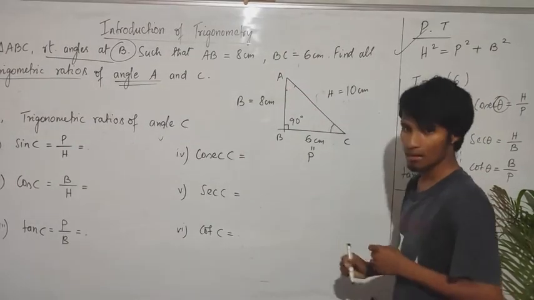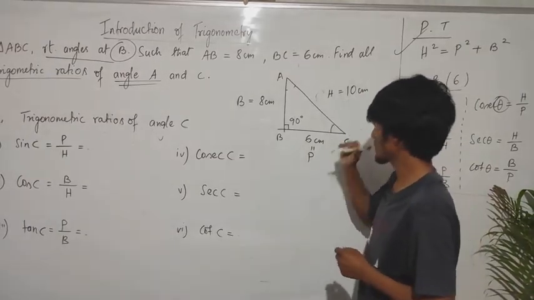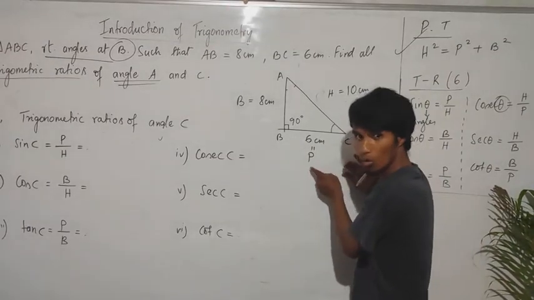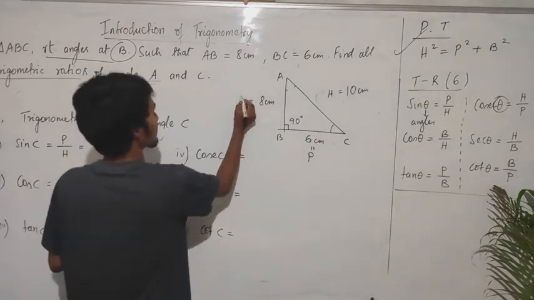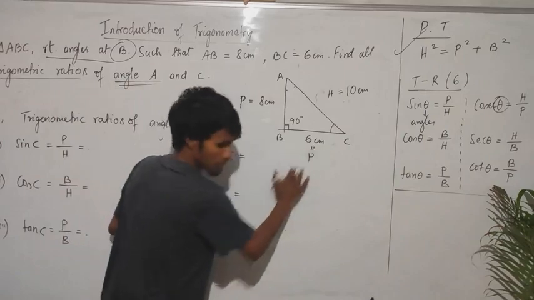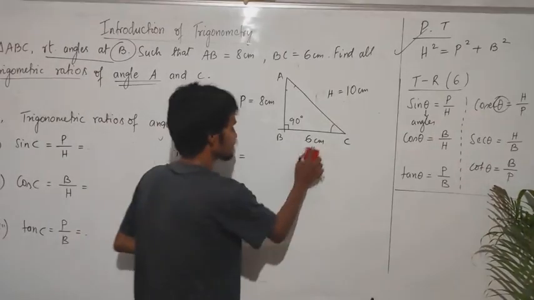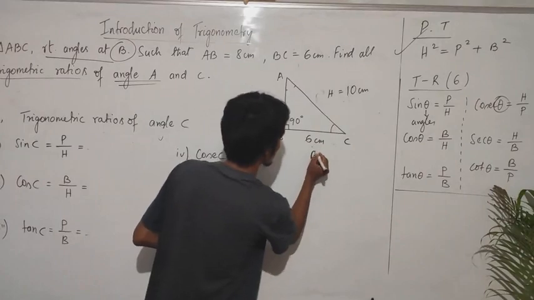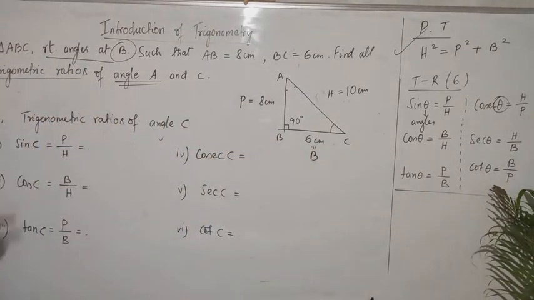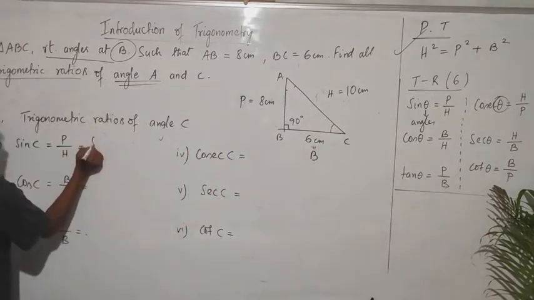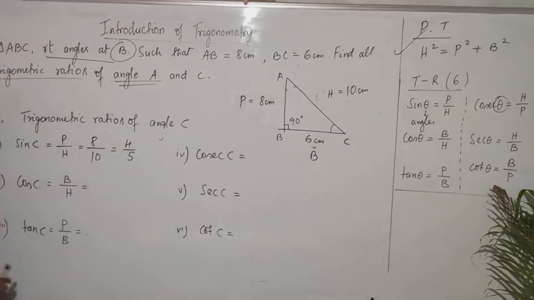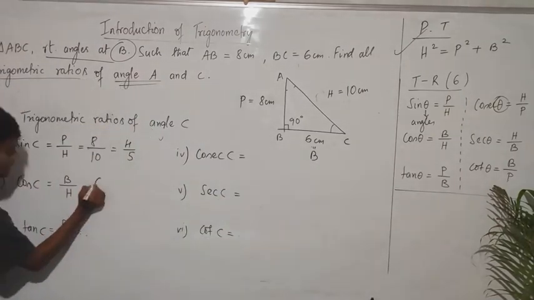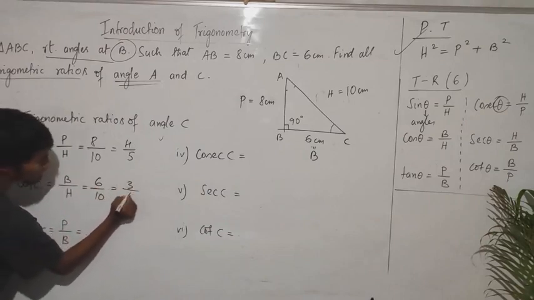Now this angle. Now if this is the angle, with respect to this angle, which one is the perpendicular? This will be no more the perpendicular. Now the perpendicular will change to this one. Now this will change to perpendicular. Then this will change to base. Now again same formula. Sin C will be P by H. Now what is P here? P will be 8, then H will be 10, then you got here 4 by 5. Then cos C will be B by H, what is B here? 6, then you got 6 by 10, then that will be 3 by 5.